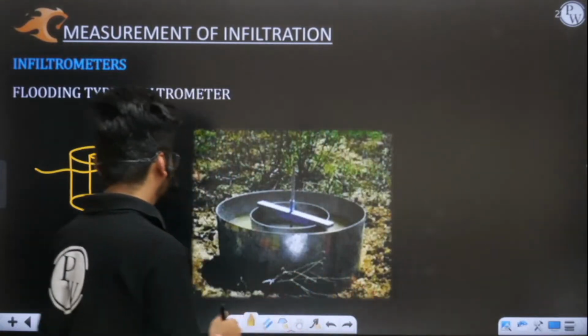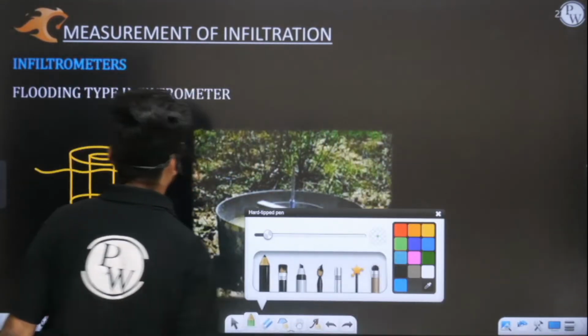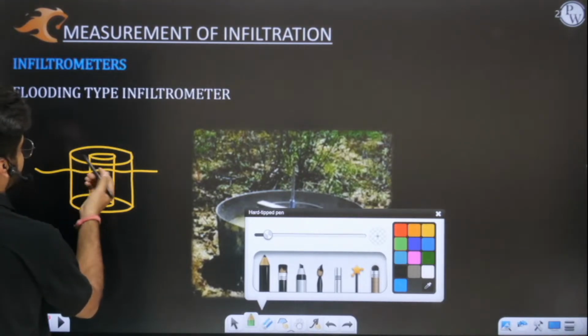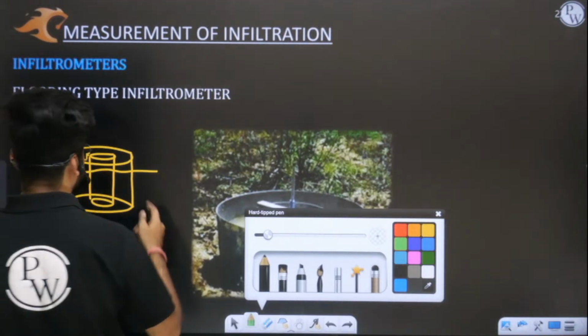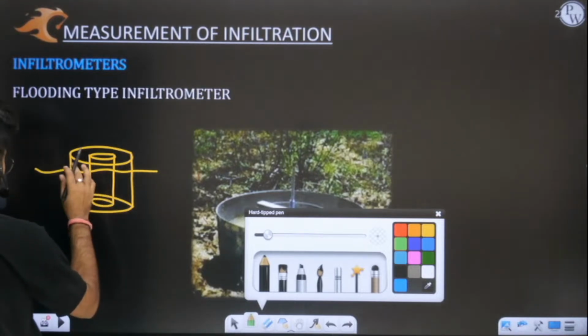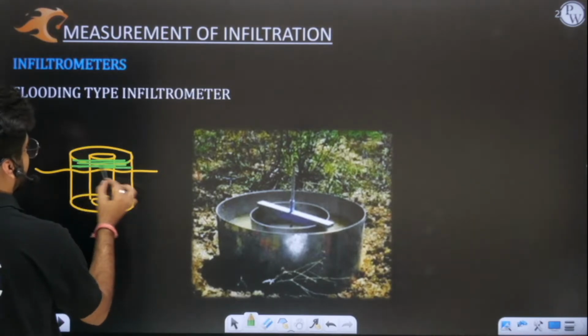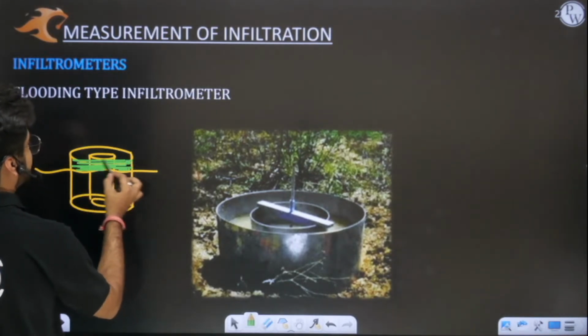Okay, we will fill the water here. Now obviously you all know that whatever water we have, should I remove this or not? Okay, no problem. Let it be here. So let us say we have filled some water here. We have basically flooded.